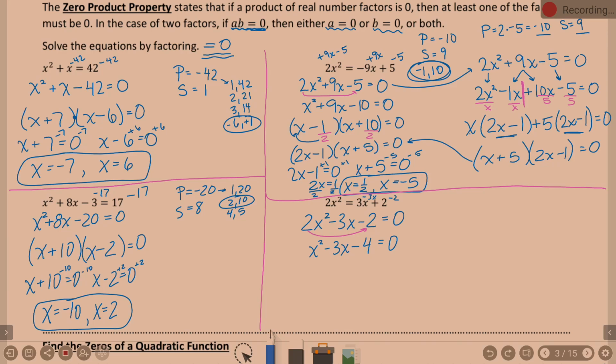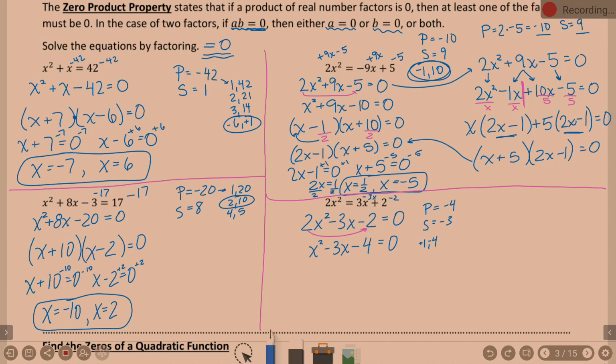Now, to factor this, what do I need a product of? Product of negative 4, a sum of negative 3. What numbers are going to multiply to be negative 4 and add to be negative 3? It's got to be some combination of 4 and 1. If it multiplies to be negative, I need 1 of each. If it adds to be negative, again, larger number negative, yes?